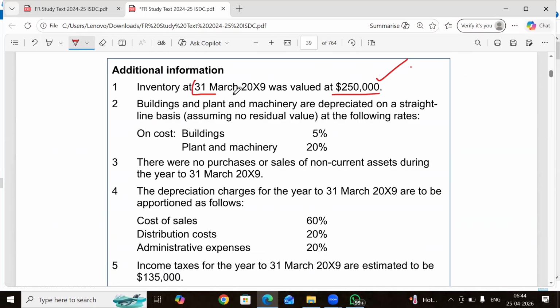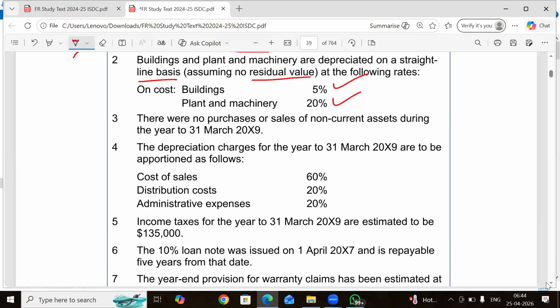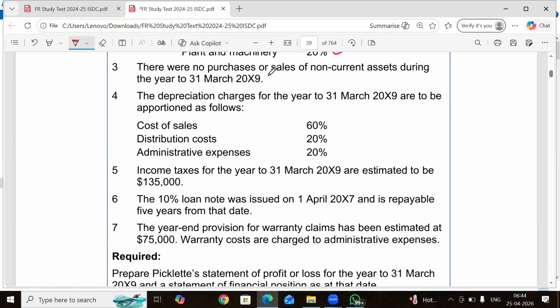This is the end of the year, so this is closing inventory, ending inventory. We will consider this in the calculation of COGS or cost of sales. Buildings and plant and machinery are depreciated on a straight line basis. No scrap value. This is the rate of depreciation. There were no purchases or sales of non-current assets during the year.